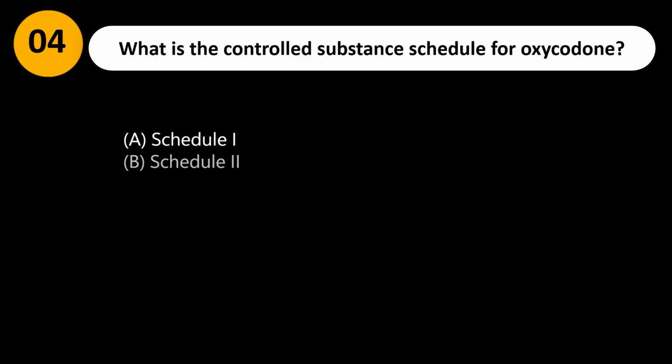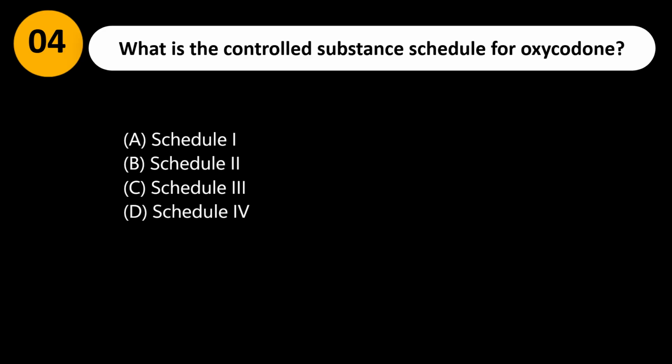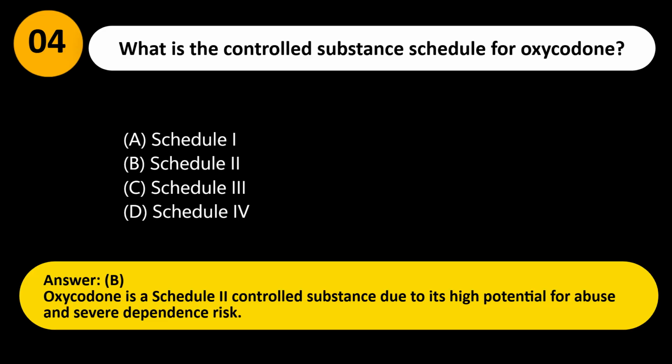What is the controlled substance schedule for oxycodone? A. Schedule 1. B. Schedule 2. C. Schedule 3. D. Schedule 4. Answer, B. Oxycodone is a Schedule 2 controlled substance due to its high potential for abuse and severe dependence risk.